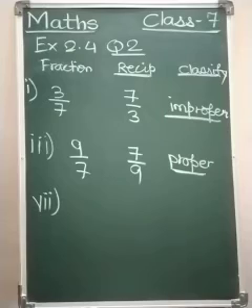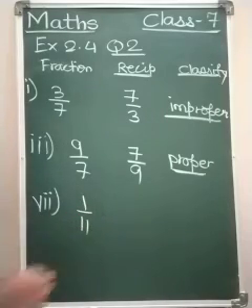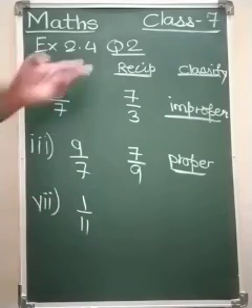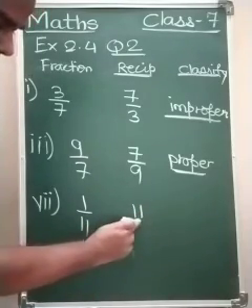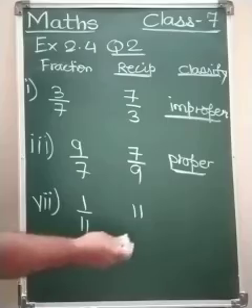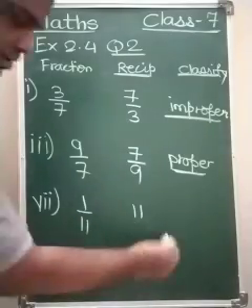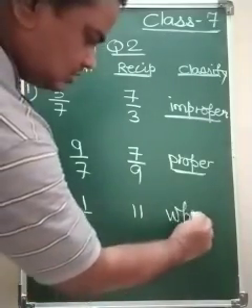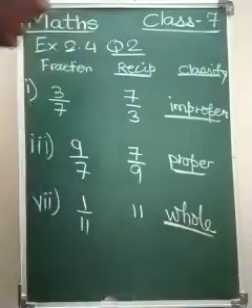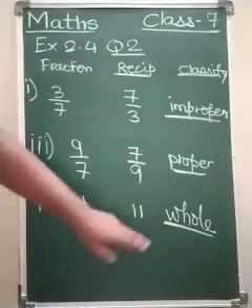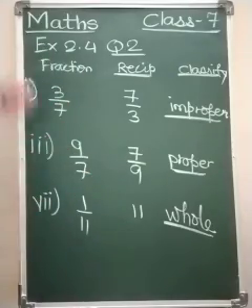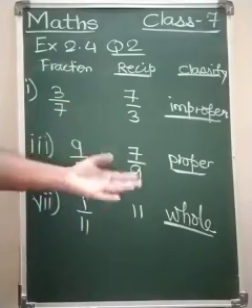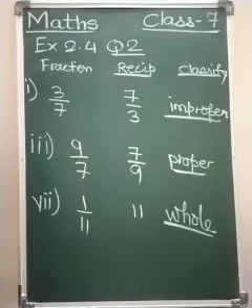Okay, 7th sum. Very easy. 1 upon 11. Reciprocal would be 11 upon 1, but we don't write 11 upon 1. If the denominator is 1, no need to write. So this is a whole number. So I have given you the example of an improper fraction, proper fraction, and whole number. Rest all you can do for homework. 7 are there, 3 we have done, only 4 are remaining. Very easily you can do those 4 sums.